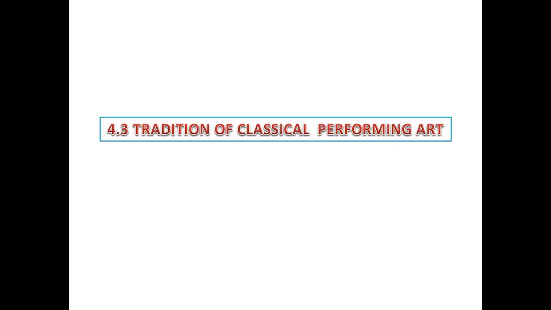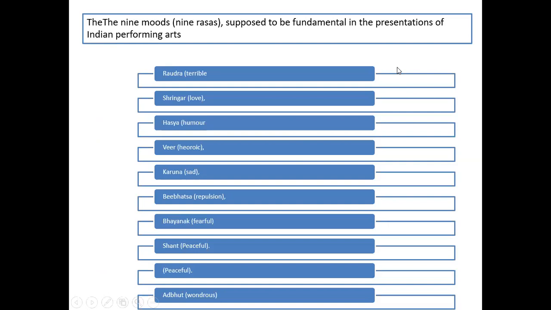The next point in this chapter is the tradition of classical performing arts. You have learned about the visual arts, right? Now let's come to the performing arts. This is the next classification. And in performing arts, you have what are called the nine moods. Performing arts include dance, drama, and theatre.